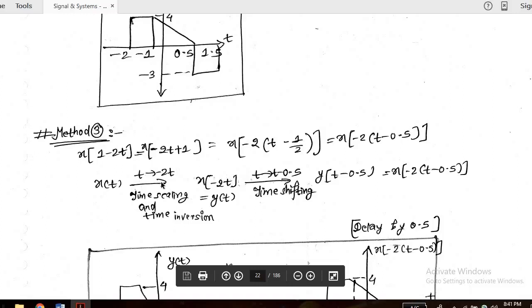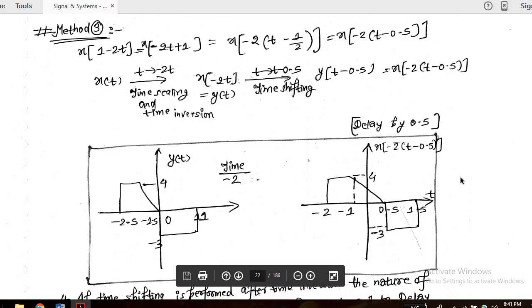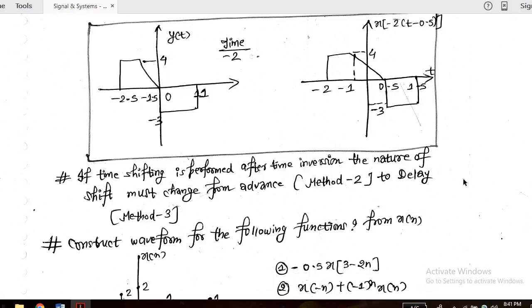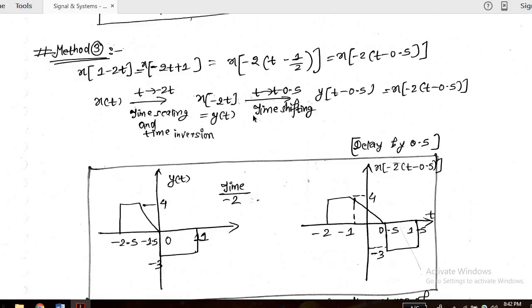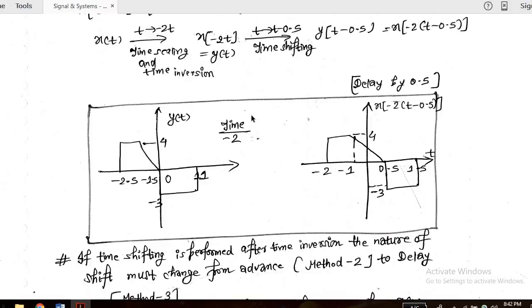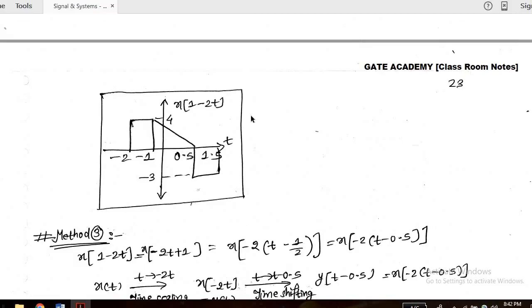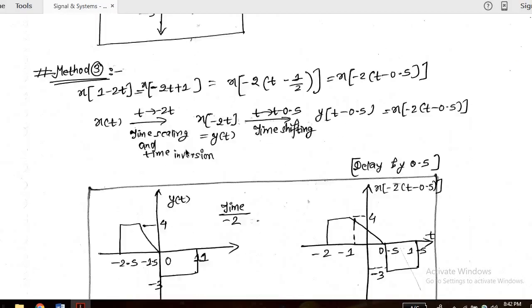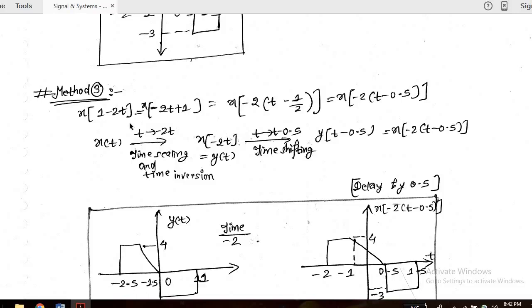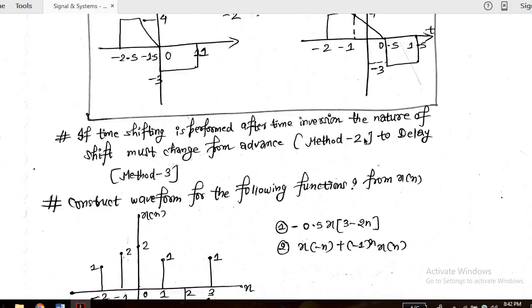First we do time scaling and inversion, next time shifting. Observe it carefully as it is self-explanatory. If time shifting is performed after time inversion, the nature of shift must change from advance to delay. So a lot of complexities are involved, hence I am not explaining this method because even a confident student might feel a little confusion. So prefer and learn the other two above methods and leave this left to right method. I guarantee you should leave it whenever time inversion is also involved.